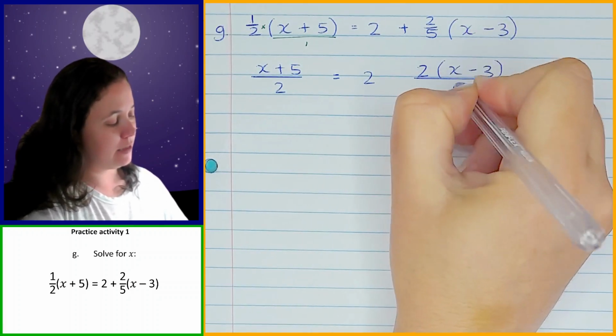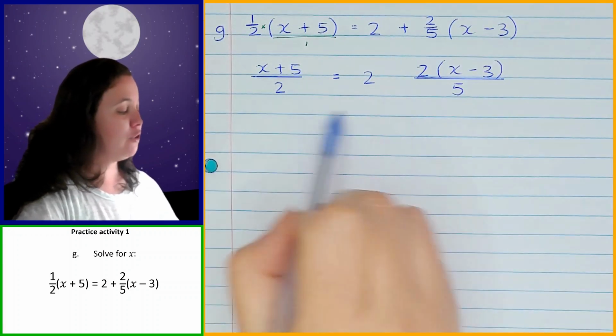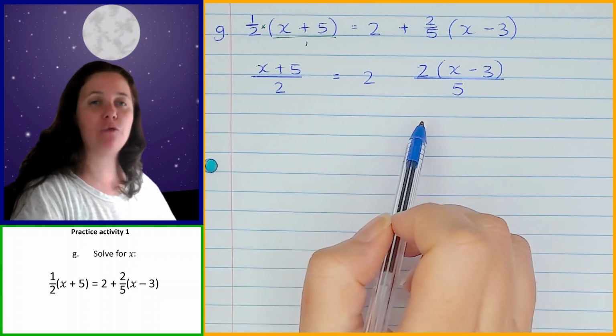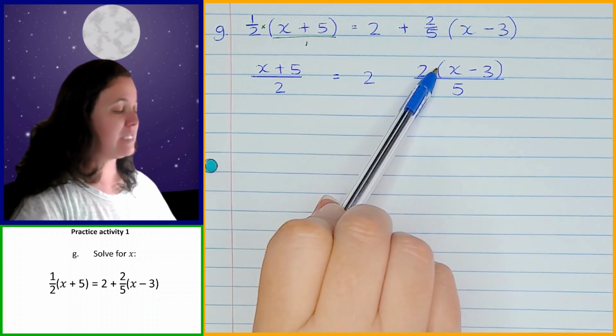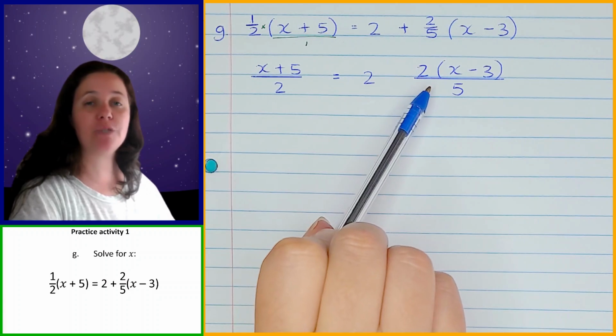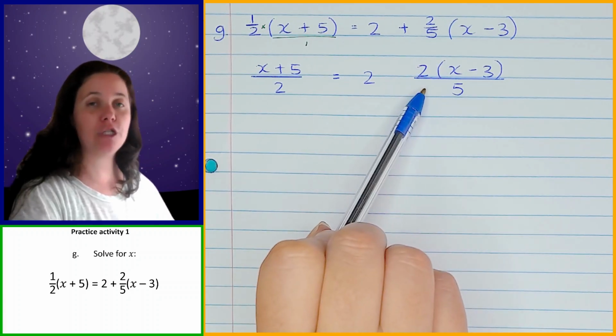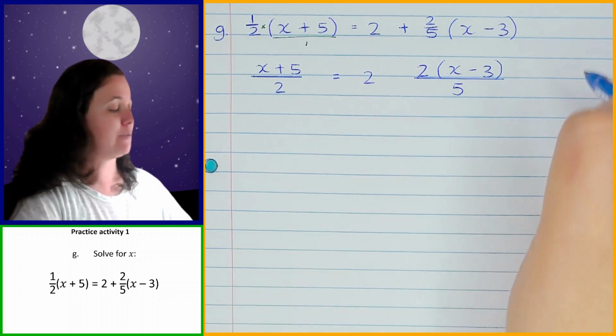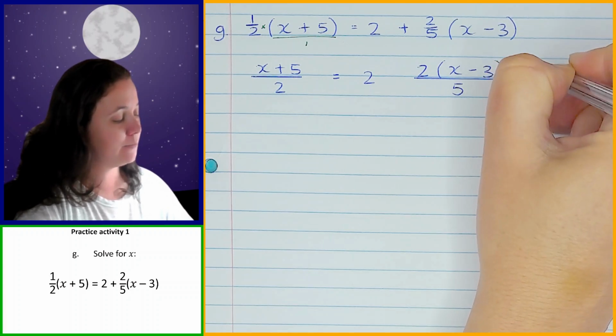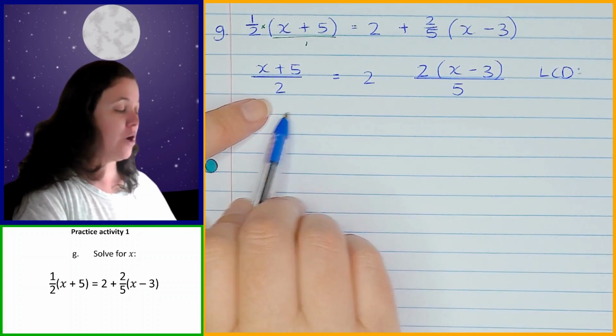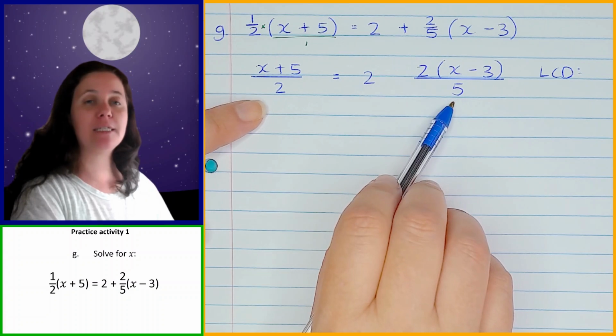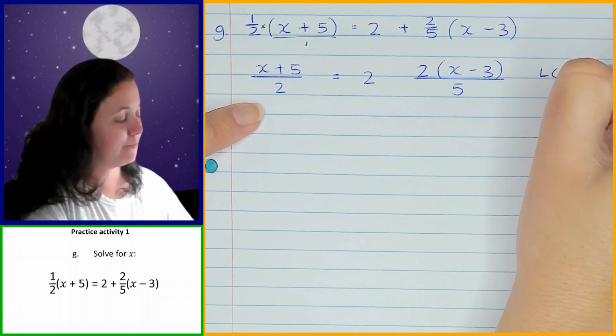So over here, that's over 5. So now it looks more like the kinds of questions that we've been doing so far. The only difference is I still have these brackets over here, but that's not going to be a major issue. I'm going to show you how we're going to deal with that in the next step. So first I need to find my LCD. So I've got a 2 and a 5 in my denominators, so my LCD is going to be 10.